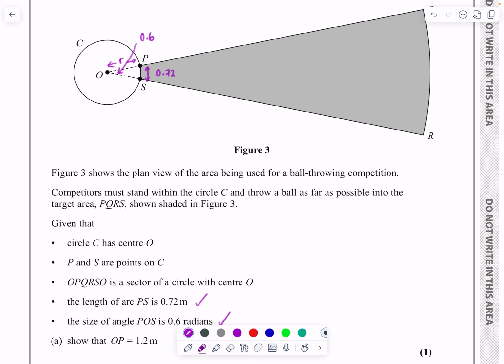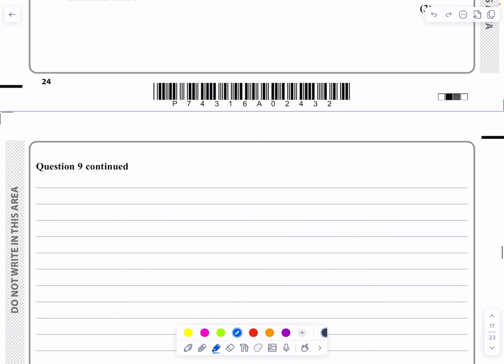Well, that's going to be very straightforward because I can always use that the length of an arc is r theta. And if I'm looking at that, there's r, there's theta, there's the length of the arc. So that's going to be very straightforward for the first part. So let's just get rid of some of the writing there. Let's do that then, part A.